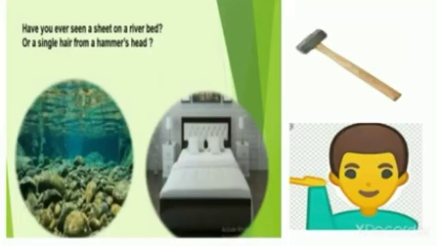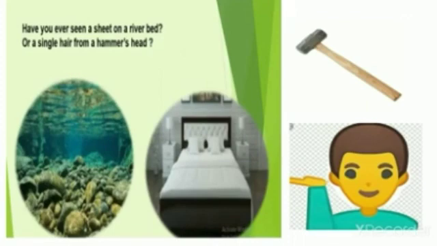Look at the first two lines. I will tell you the meaning of the first two lines in detail. Have you ever seen a sheet of a river bed or a single hair from a hammer's head? In these lines, the poet talks about a sheet for a river bed and the hair for a hammer's head. These words are puns, as a sheet means a bed sheet which we spread on the bed, but the river bed means the bottom of the river. So both the beds have no relation to each other.